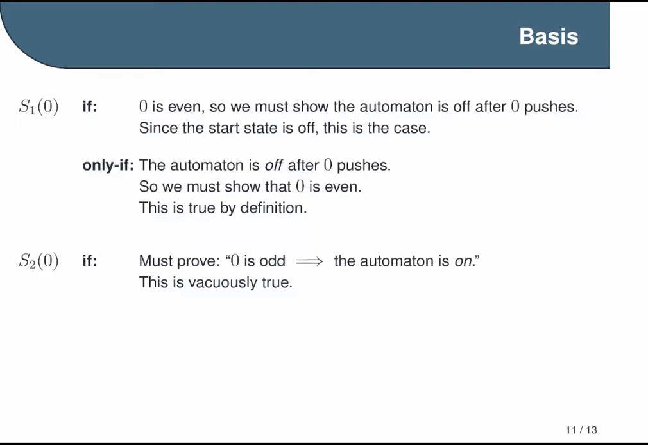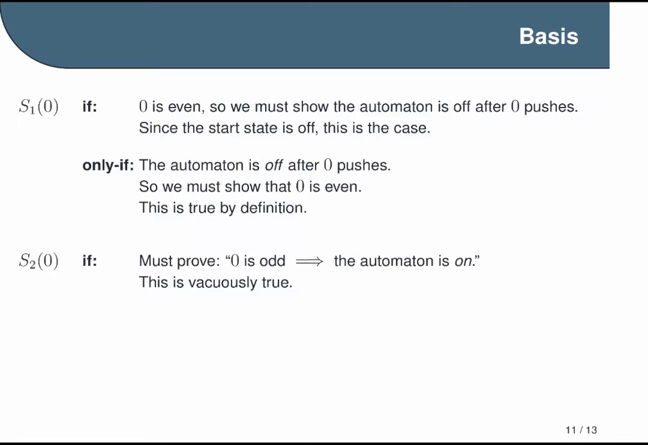An interpretation I would suggest for thinking about what's going on here is we're considering this case that never occurs. We're saying, what if 0 is odd? Well, 0 is never odd, so it just doesn't matter. The statement S2, remember, makes a claim about odd numbers of pushes. If we give it some number of pushes that is not odd, it just doesn't say anything about it.